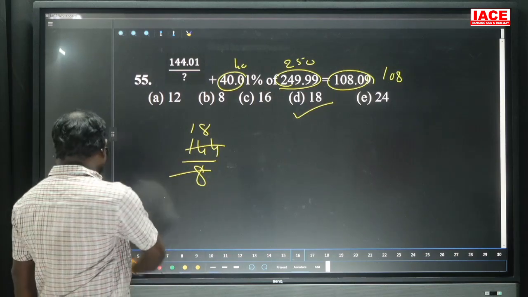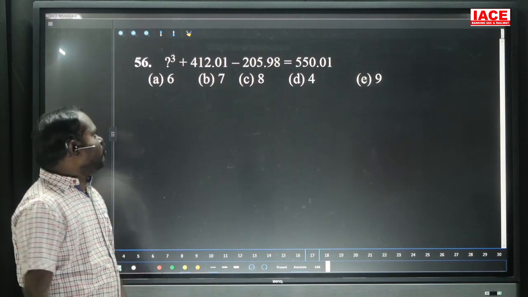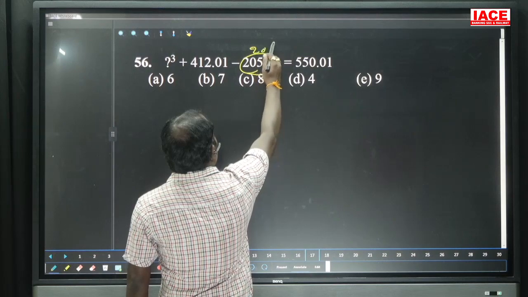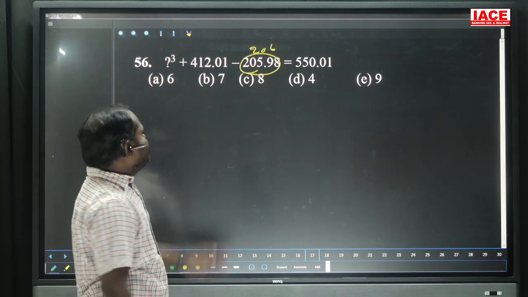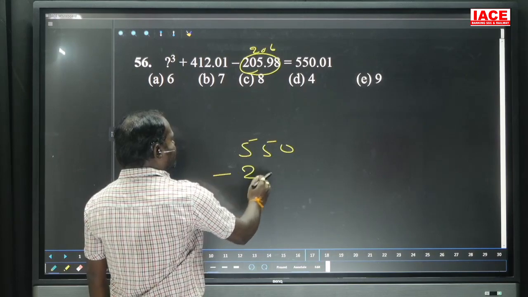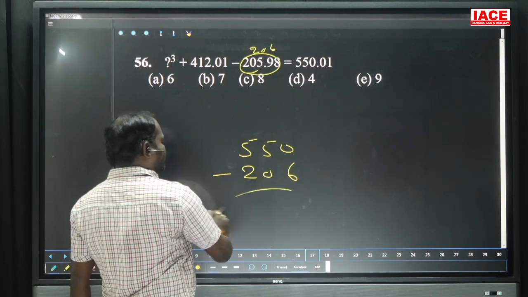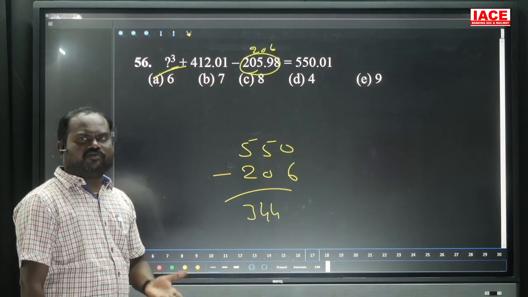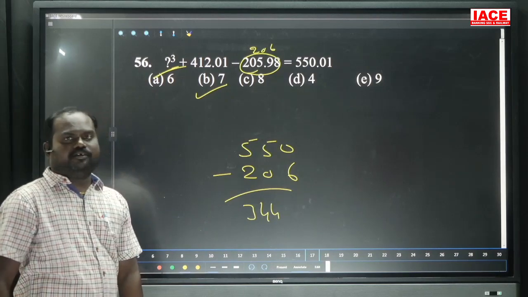Next, 56th. Question mark cube plus 412 minus 206, but take it as 206. 412 minus 206 is nothing but the same 206 will balance, because it is half of that. So plus 206 becomes minus. So 550 minus 206 is nothing but 344. 344 is, but the question mark cube is asked. Yes, 343 is a 7 cube value. So it is 7 cube. Option B.